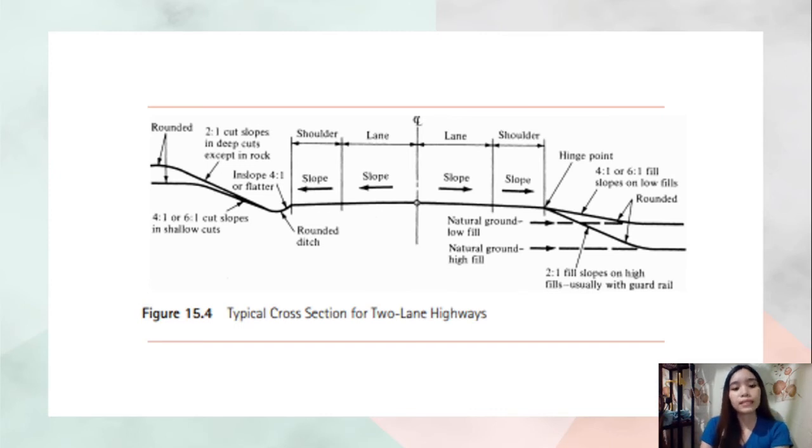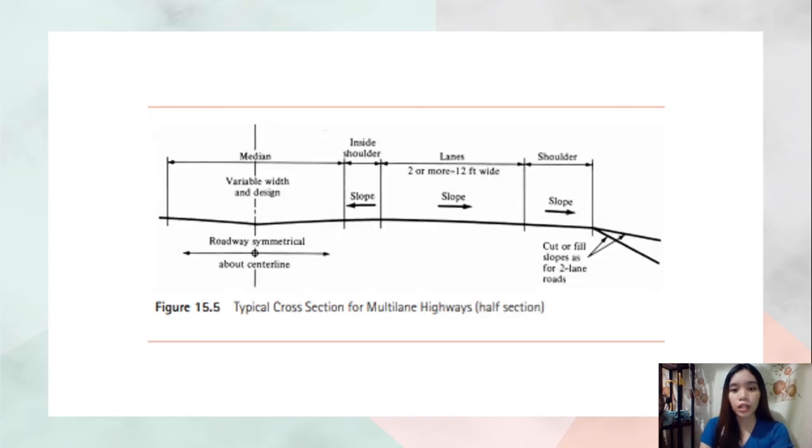So this is a typical cross-section for two-lane highways. So makita natin na ang shoulder, ang lane, then mga natural ground siya. Next is this is typical cross-section for multi-lane highways. So half section ni siya.